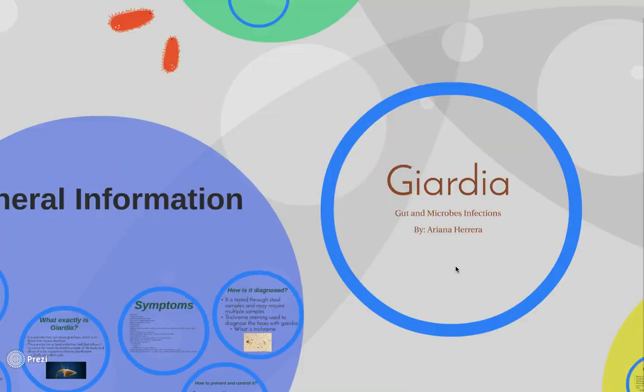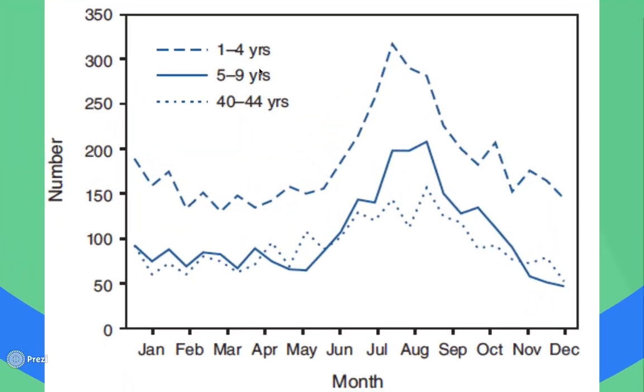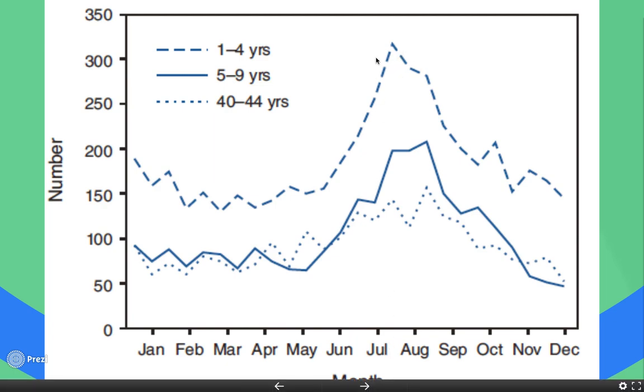I just wanted to go back and show you that the highest number of cases is about 325 for those in the 1 to 4 year category during the peak of July, August time.